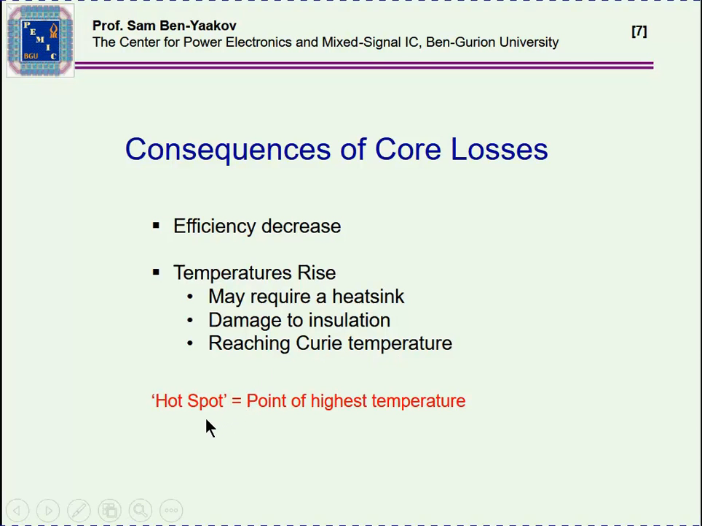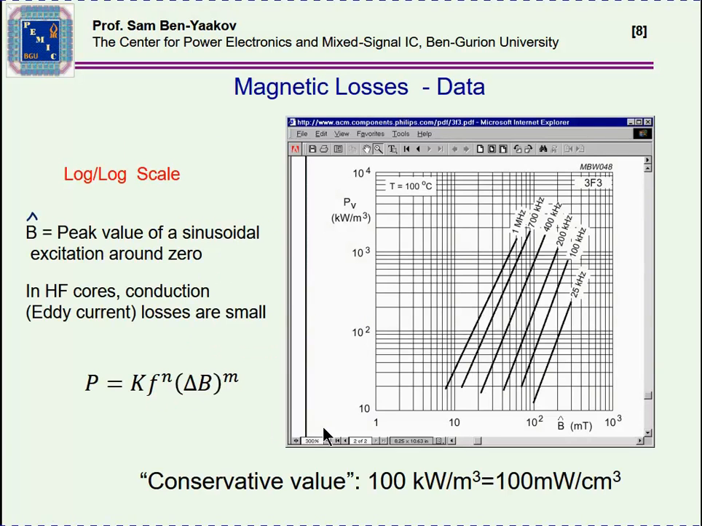An important parameter or term that is used is the hot spot, and this is the highest temperature within a magnetic structure. For example, in a transformer or an inductor, this will be the hottest point, and this will be typically inside where the thermal resistance to the outside is the highest. Manufacturers are providing information about the magnetic losses in charts like these.